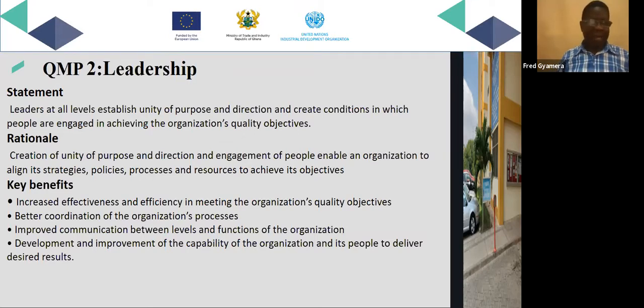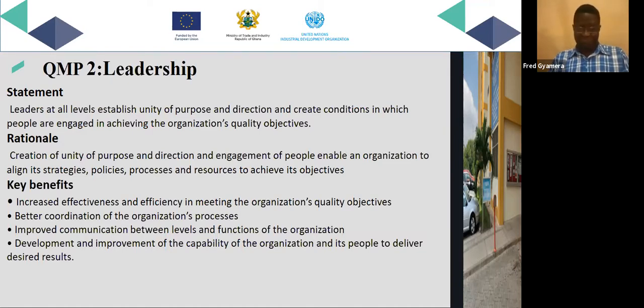Why? The rationale. The creation of unity of purpose and direction and management of the people will enable your company to align your strategies, policies, processes, and resources to achieve your objectives. So you cascade specific key performance indicators at different levels, different departments, different divisions. What are the benefits? Increased effectiveness and efficiency. 2 key words here. Effectiveness and efficiency in meeting your quality objectives.